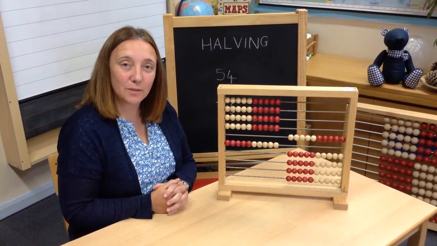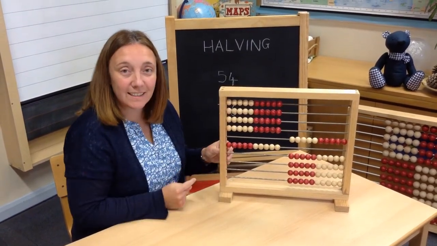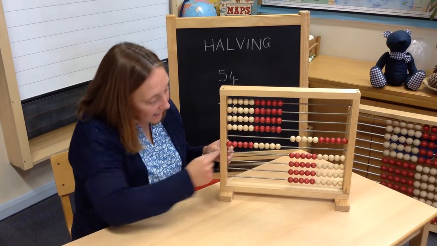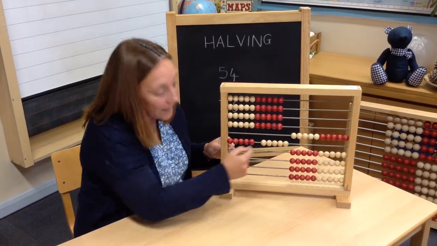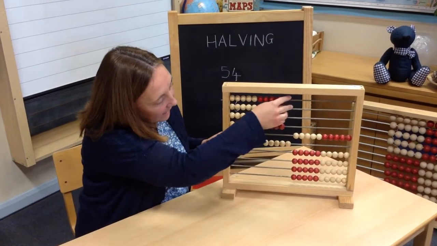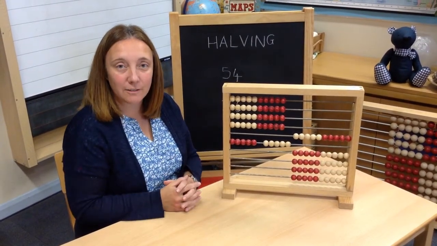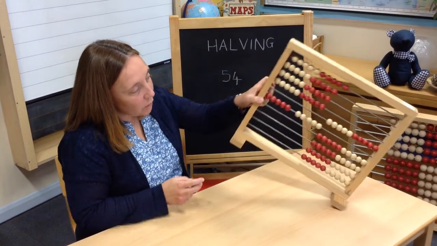I can then do this mentally because I know half of 4 tens is 2 tens, which is 20, and I can now simply halve my other 10, which is 5. So half of 50 is 20 and 5, which is 25. Let me show you another one.